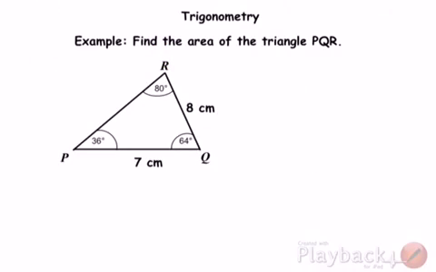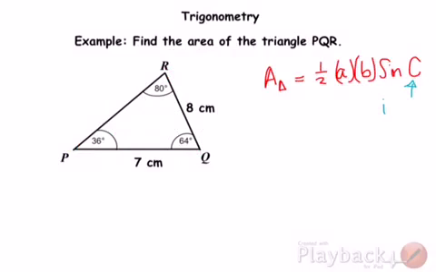Looking at this example, find the area of the triangle PQR. I'm given the three angles, so I need to be careful because I only need one angle for my formula and I need to decide which one it is. Our formula tells us the area of a triangle is half AB sine C, where C is the included angle. So it must be the included angle.